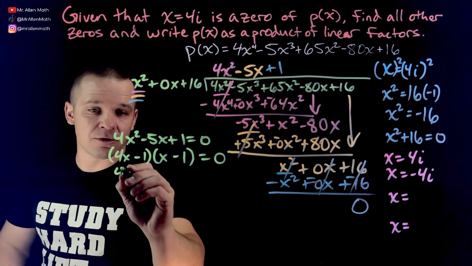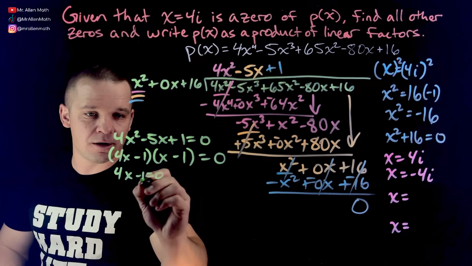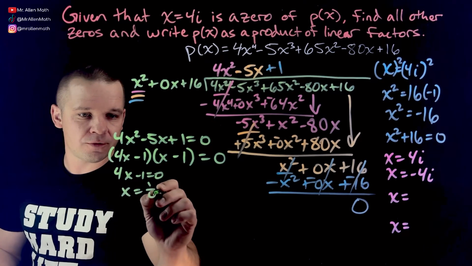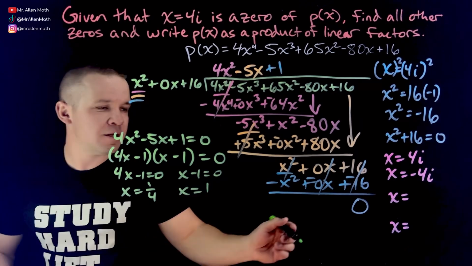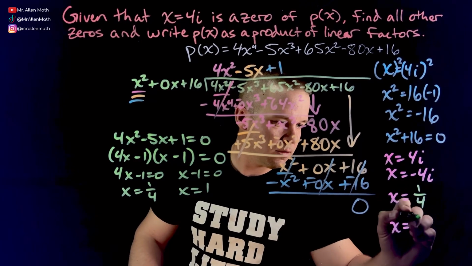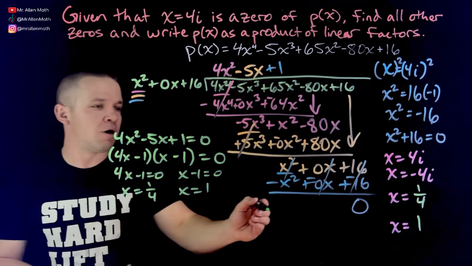Now we can set these equal to 0 and solve. 4x minus 1 equals 0. So x is going to equal 1/4. Over here, I got x minus 1 equals 0. So x is going to equal 1. So there we go. Boom. 1/4. 1. I've got all 4 of my zeros.